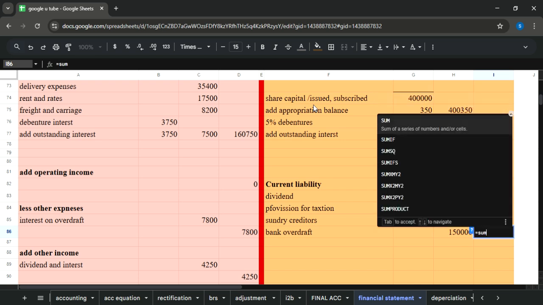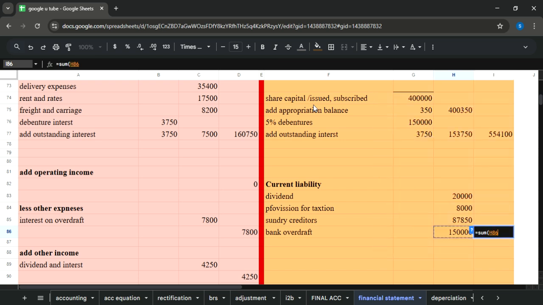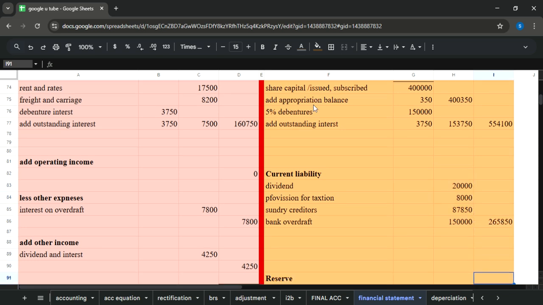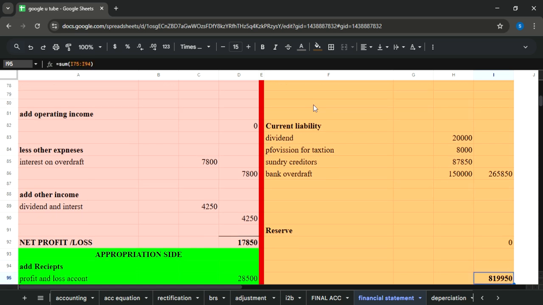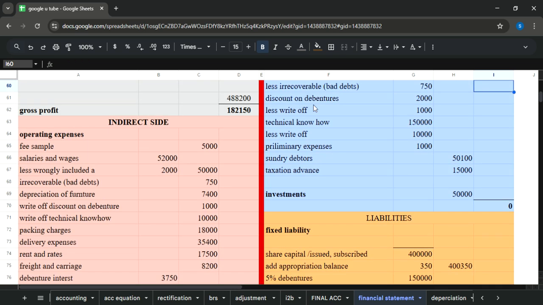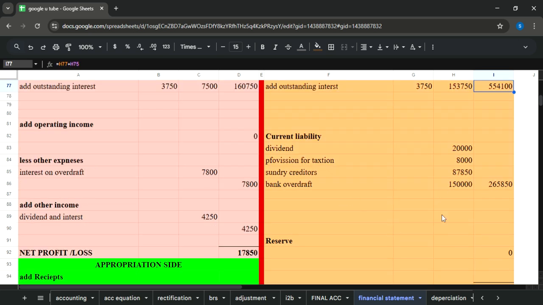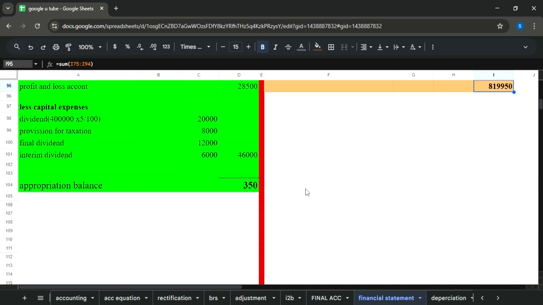Now take sum of current liability side, that is also ready. No reserves are present, mark 0. So let's take sum of all these 3 items. What we have to do, sum of fixed liabilities, sum of current liabilities, and sum of reserves. So these three items would be used to calculate total of liability side, which is 819950.